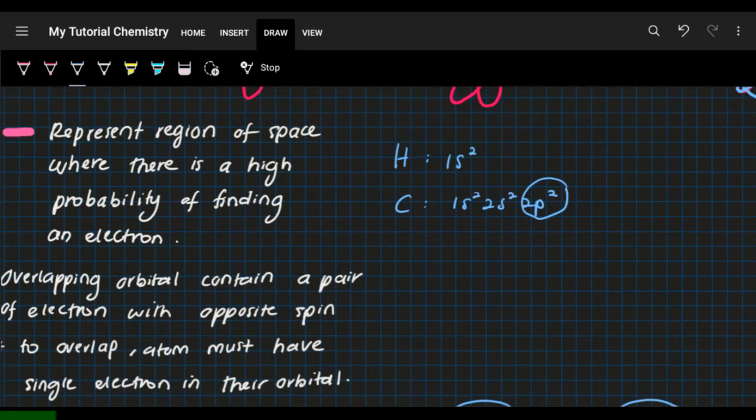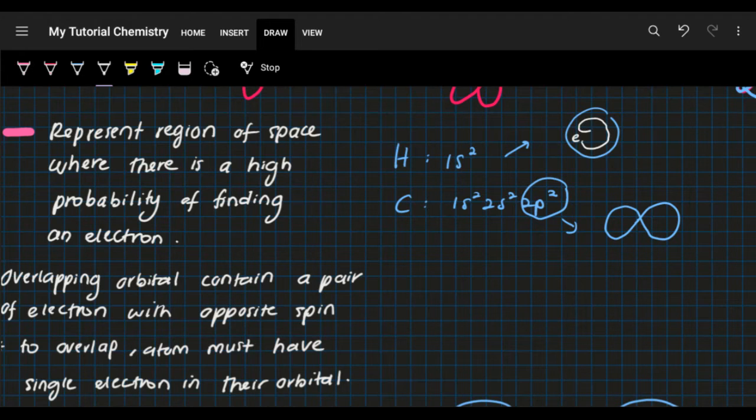So for the s orbital, from the previous video, it has a sphere shape and the p orbital has a dumbbell shape. And this shape shows the high probability of finding the electron. So the electron is always moving in a sphere motion inside the s orbital. For the p orbital, the electron moves in a dumbbell shape. This is the area where it is easiest to find the electron.